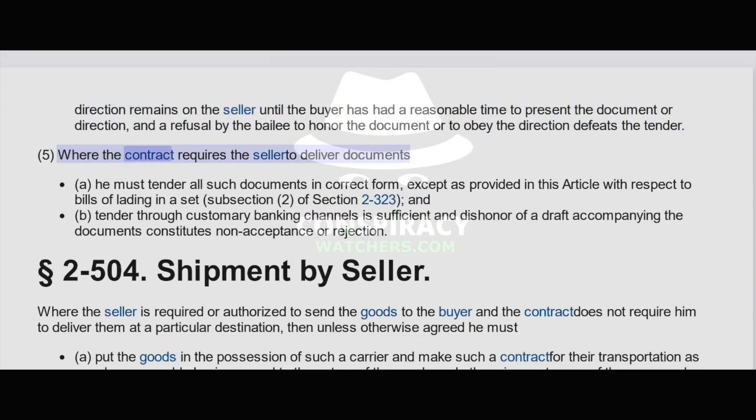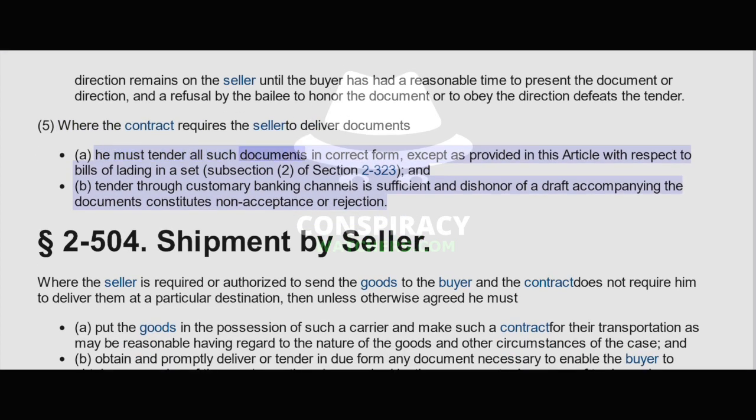Where the contract requires the seller to deliver documents, he must tender all such documents in correct form, except as provided in this article with respect to bills of lading in a set, and tender through customary banking channels is sufficient, and dishonor of a draft accompanying the documents constitutes non-acceptance or rejection.